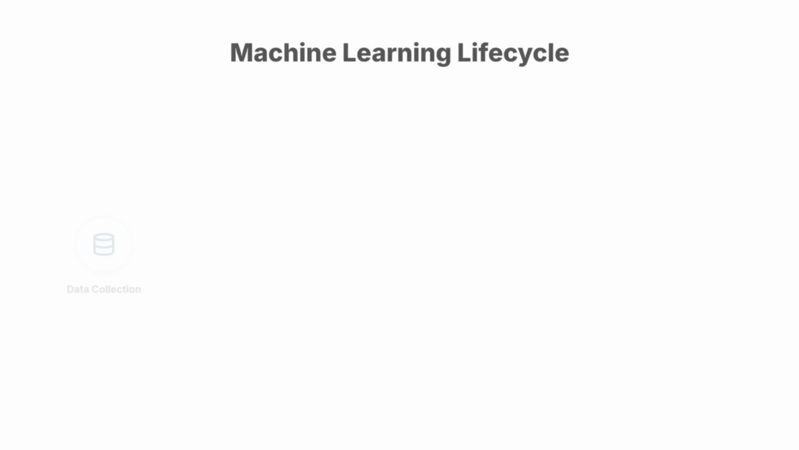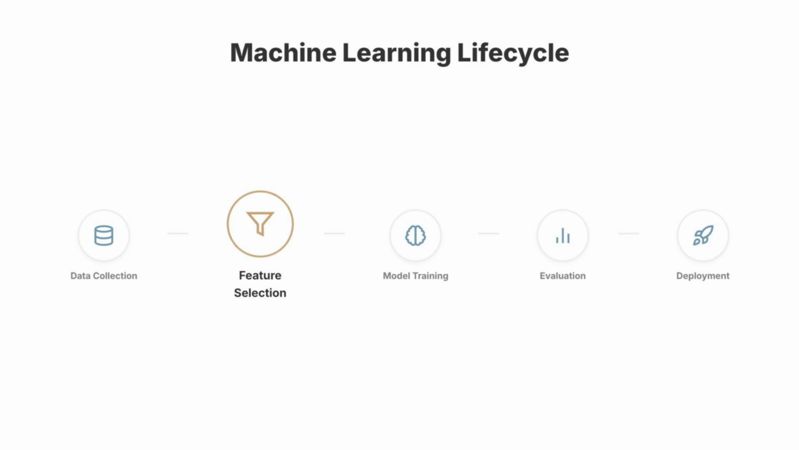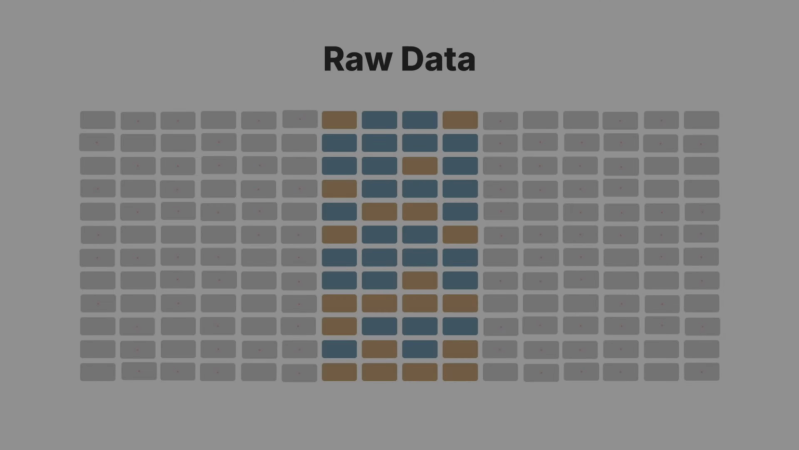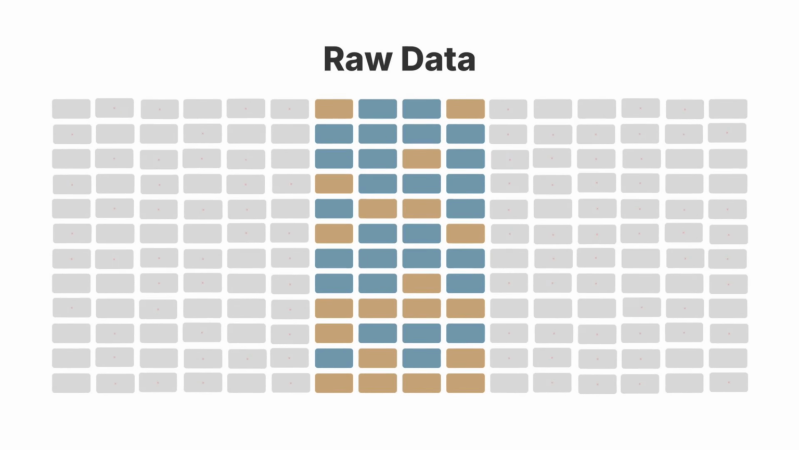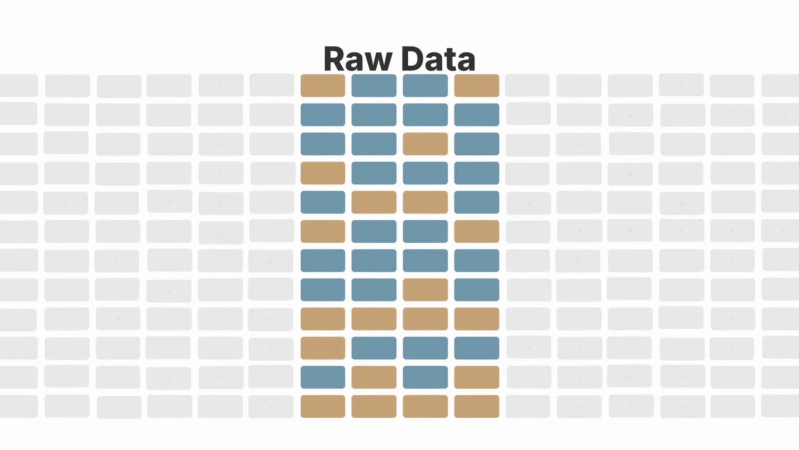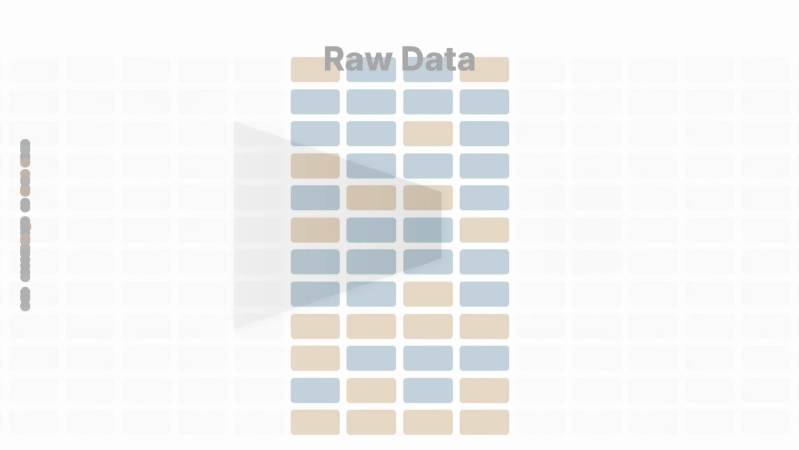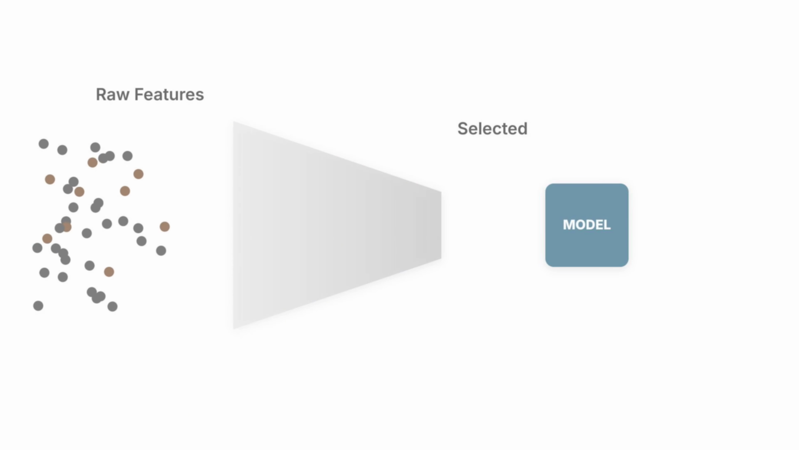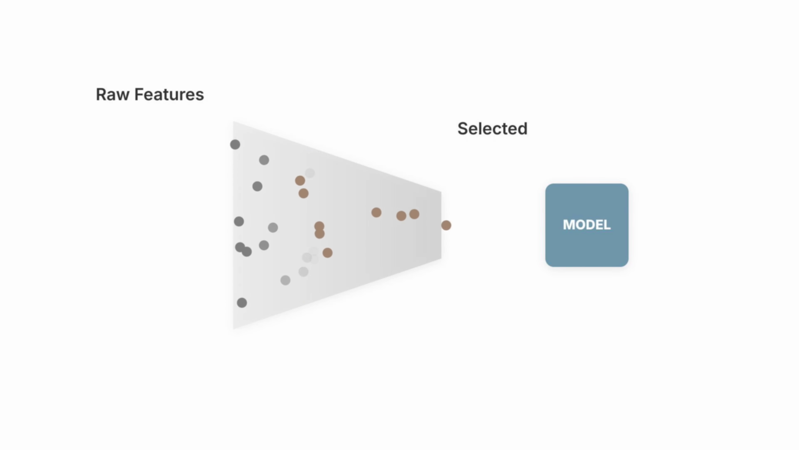In the machine learning lifecycle, feature selection is a critical process that selects a subset of input features relevant to model training and prediction. Imagine training a model with hundreds of columns, but only a handful actually matter. The rest just add noise, cost, and confusion. That's where feature selection comes in. Instead of feeding every available column into the algorithm, we deliberately choose a smaller, smarter subset.